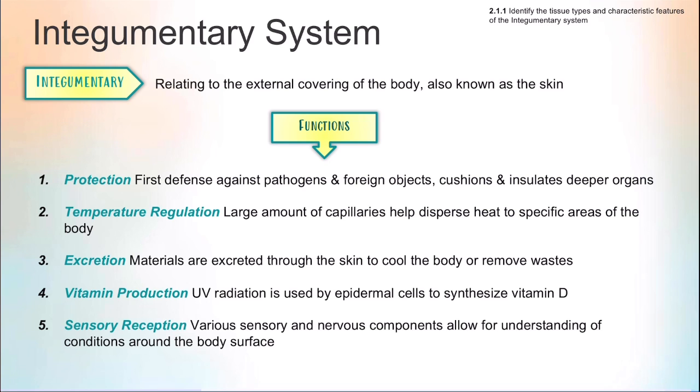So, first thing, this is going to be our keyword. Integumentary is going to be relating to external covering. So, there's going to be hair, skin, and nails in this unit. So for functions, first things first, protection. Our skin we know is an external protector against the environment. And so this is going to be our first defense against any foreign objects, pathogens, or anything that is trying to harm us.